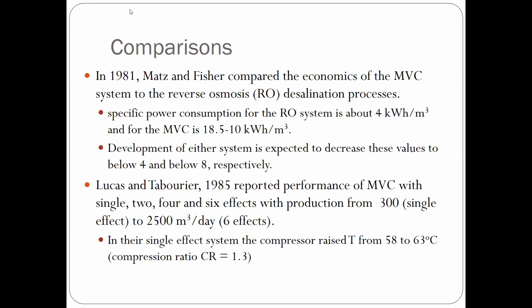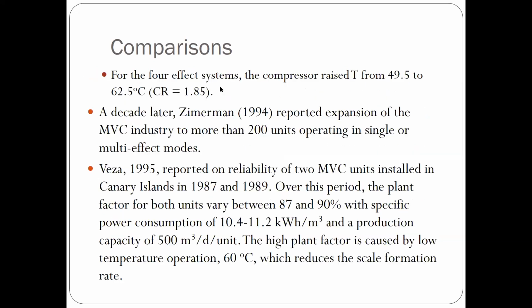And then talking about the size of the units, producing up to 2,500, manufactured in 1985 with a compression ratio of about 1.3 or 1.85, depending on the number of effects that you have. In 1994, more than 200 units were operating, so multiple evaporators are there in the system.